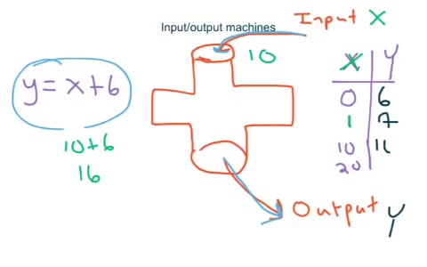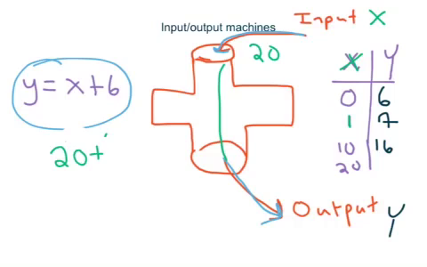That is my output. And lastly, if we try one more, if I would plug 20 into my function machine, I go down to get my output. 20 plus 6 gives me 26. So no matter what, whatever you plug into your function machine, your input, which are your x values, you will only get one output, which is your y value.